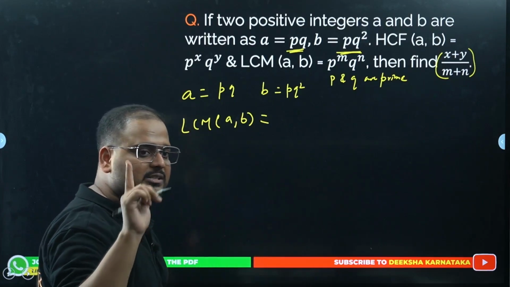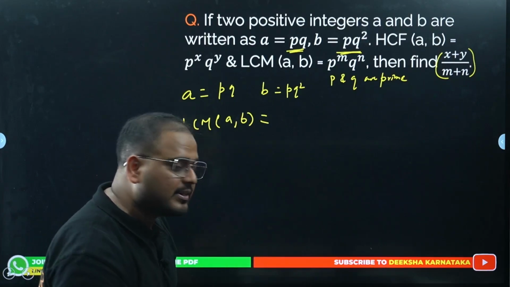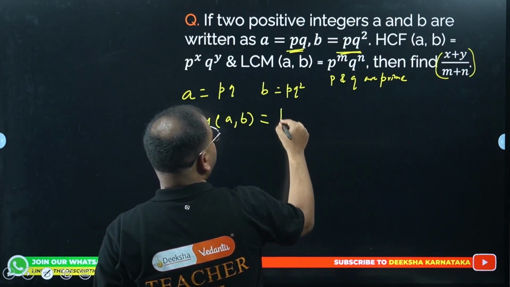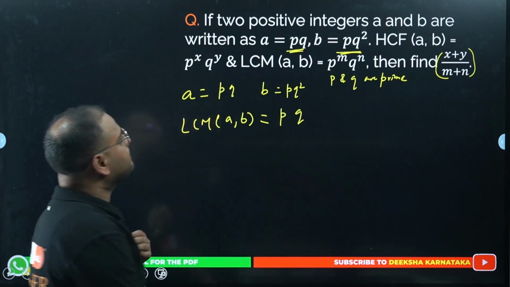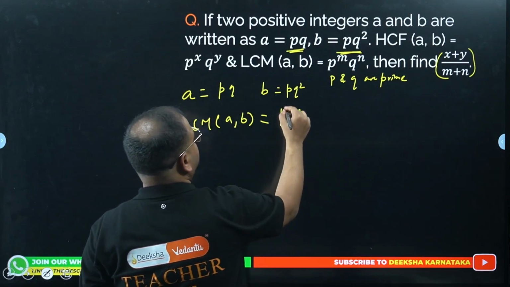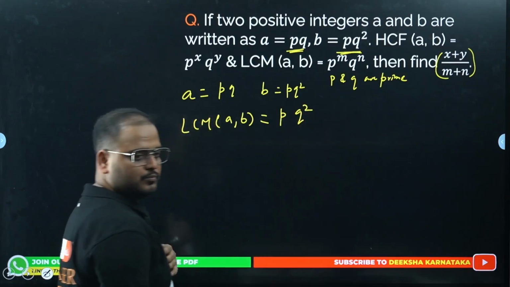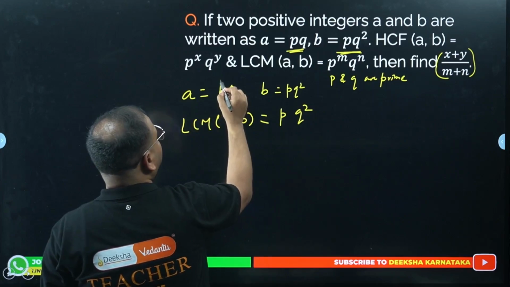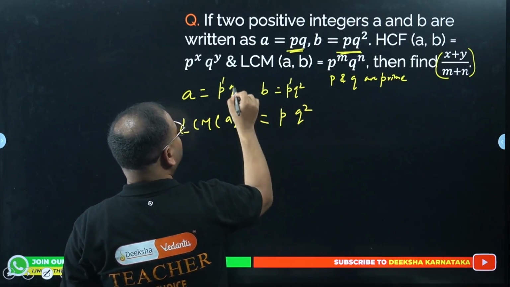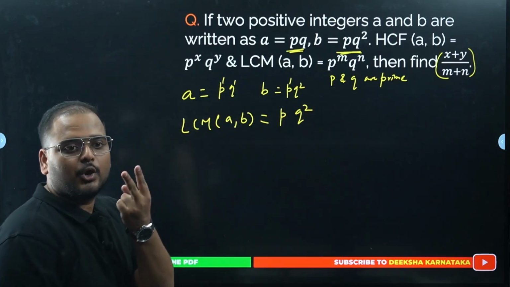All numbers taken once with the highest power. What are the numbers? P and Q. Highest power of P is 1 and of Q is 2. So what is my LCM? Compare, check. P's highest power is 1 and Q's highest power is 2. So the LCM is P Q square.